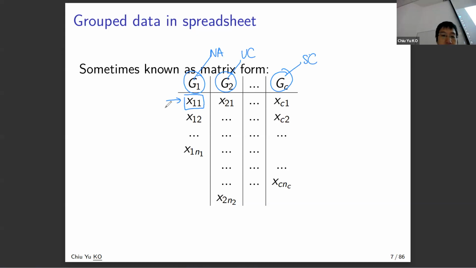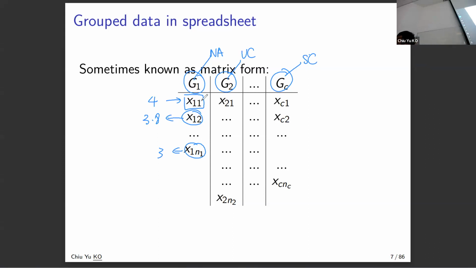And X11 will be the first NA guy. We ask, say, how much GPA he has. Maybe this is 4, and this guy maybe 3.8, and this guy maybe just 3, and so on and so forth. So N1 will be the total number of people from NA. The same group will be collected in terms of the column. In this setup, the order of data doesn't matter, but which column it is in matters. Which row doesn't really matter, but which column is different.